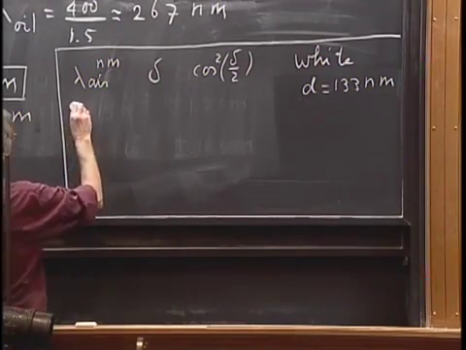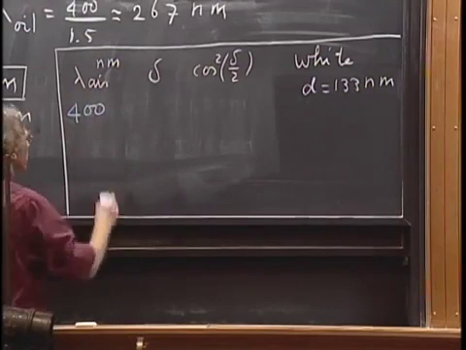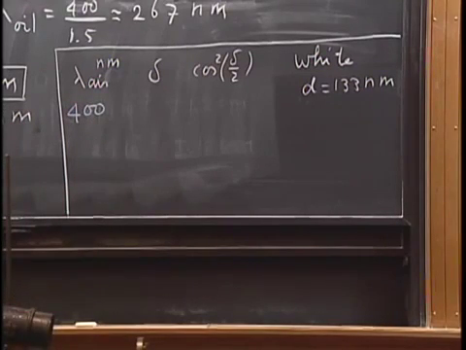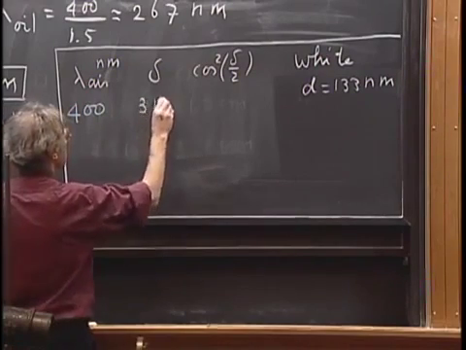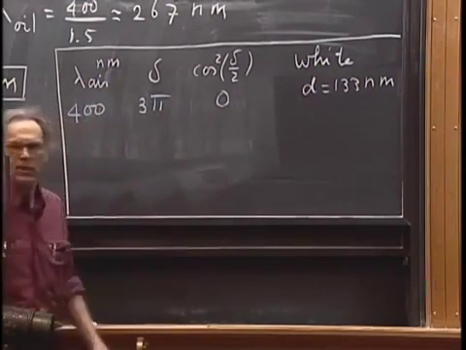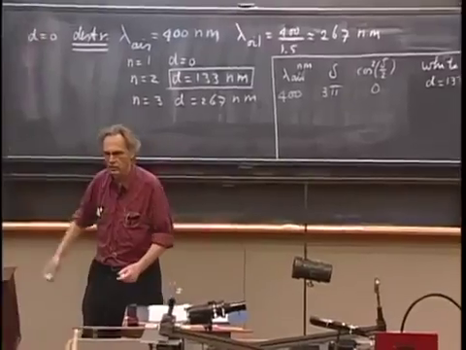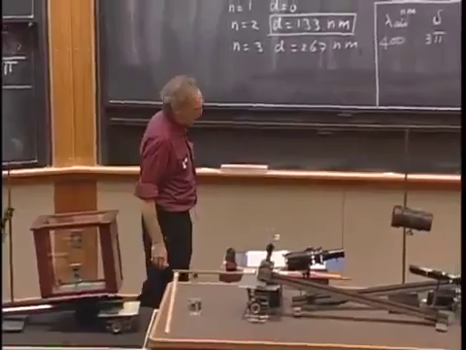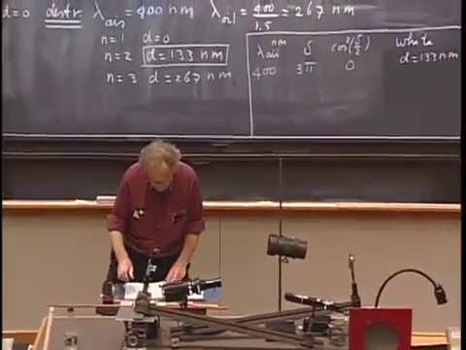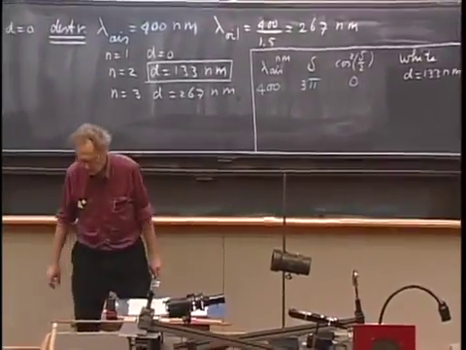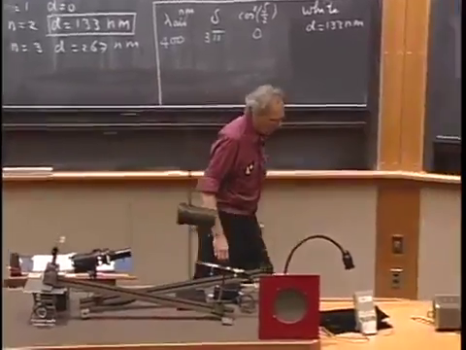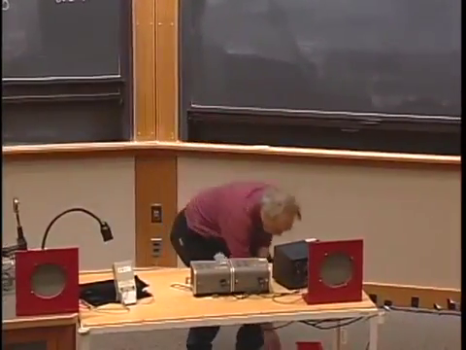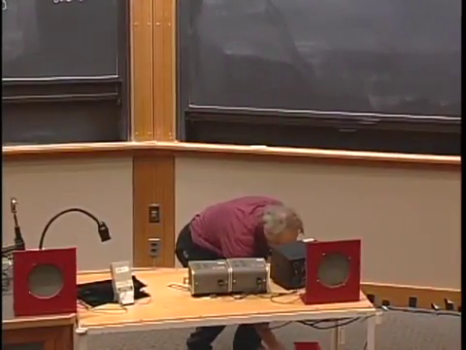Okay, 400 nanometers, blue light. Delta is 3 pi. This is 0. We already calculated that. That's the destructive interference if you make it that layer. If you make it 133 nanometers. Now, I need green. Yeah, we have green.